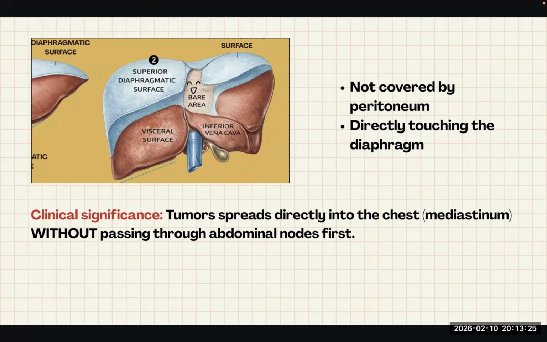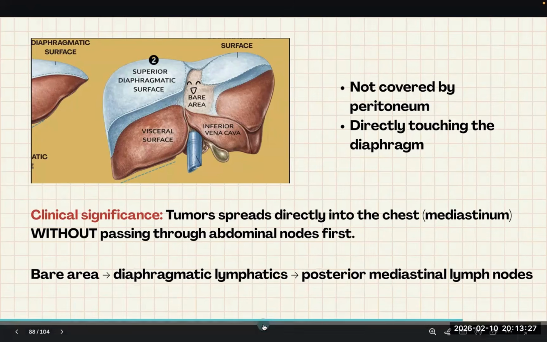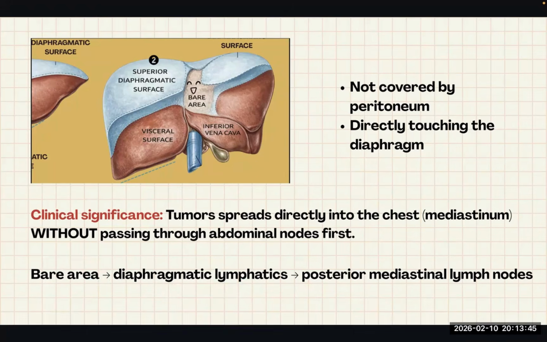So that takes us to the way the lymph of the bare area goes, which is going from the diaphragmatic lymphatics to the posterior mediastinal lymph nodes, which is the same pathway as the diaphragm. Okay? So this is the only part of the liver that goes through the diaphragmatic lymphatics. Are you guys clear on that? It's a high yield, so if you don't get it, let me know.